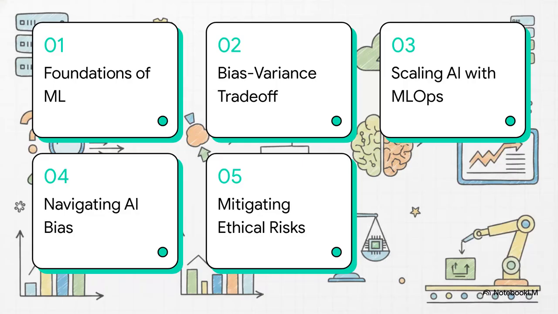Here's a quick roadmap of how we're going to break this all down today. We'll start with the foundations of machine learning. Then, we'll look at the bias-variance trade-off. From there, we shift from the lab to production by scaling AI with MLOps. Next, we confront navigating algorithmic bias. And finally, we'll wrap up with mitigating ethical AI risks. Don't worry if this sounds like a lot. I promise we're going to connect the abstract math directly to real-world impact.